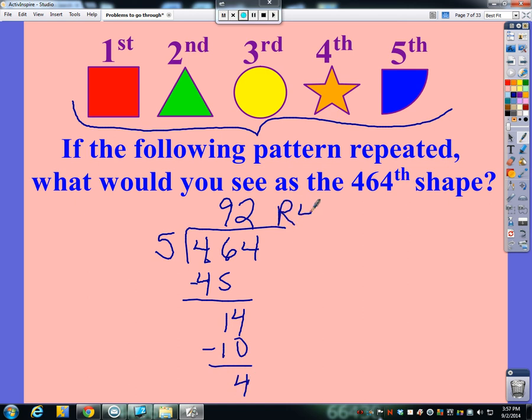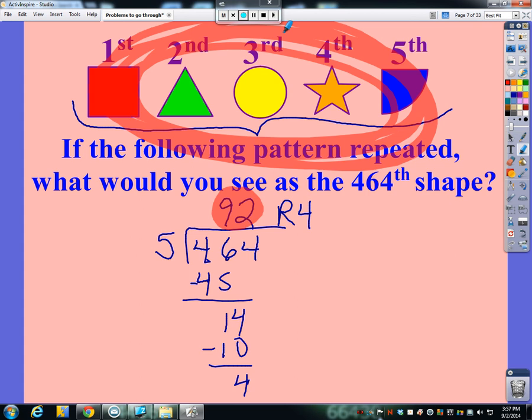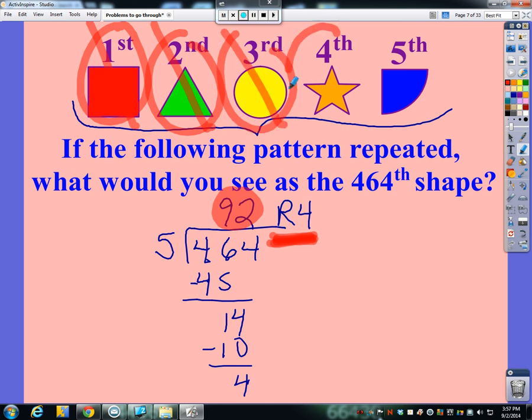Now, it's been a while probably since you've actually used the term remainder, but that's something important that we're going to use here. So let's break down what we've just done. The 92 represents how many full cycles of 5 we've done. I went through this cycle of 5 shapes 92 times. All right? The remainder part is the part that's going to tell us where to stop. It's saying you can go 4 more in this pattern of 5 shapes. So the 1st, the 2nd, the 3rd, and then here's the 4th in that pattern. So the 464th shape would be the star.